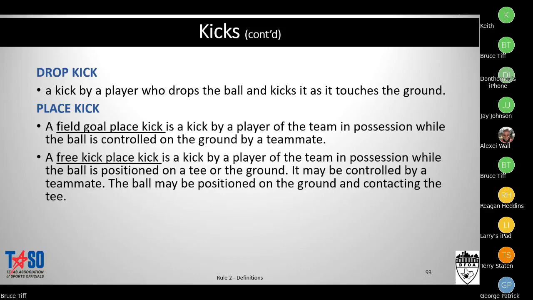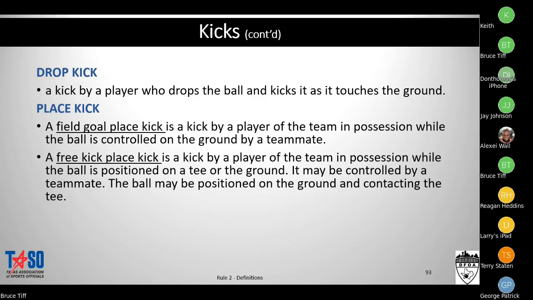A free kick place kick is a kick by a player of the team in possession while the ball is positioned on a tee or the ground. It may be controlled by a teammate. The ball may be positioned on the ground and contacting the tee. You see this a lot when it's a windy situation.